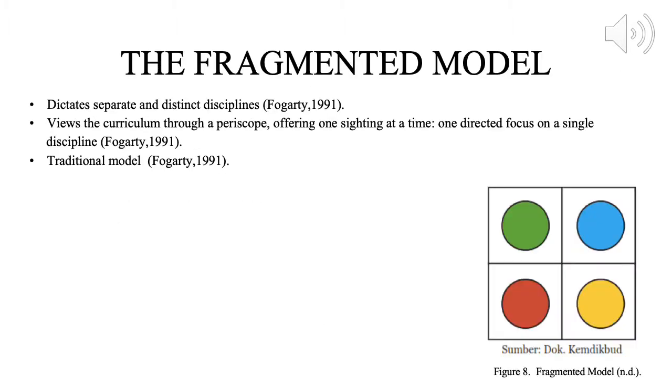The fragmented model. The fragmented model, also known as the traditional design for organizing the curriculum, dictates separate and distinct disciplines. This model views the curriculum through a periscope, offering one sighting at a time, which is also one directed focus on a single discipline. Typically, the major academic areas are math, science, language arts, and social studies. Each is seen as a pure entity in and of itself.